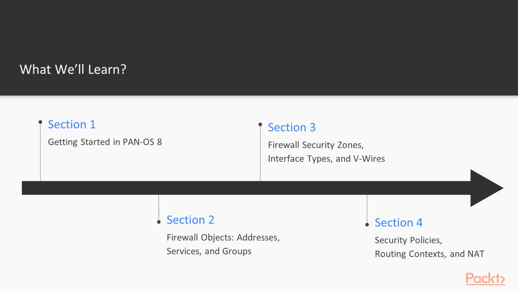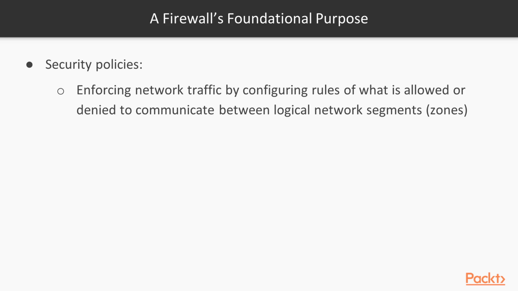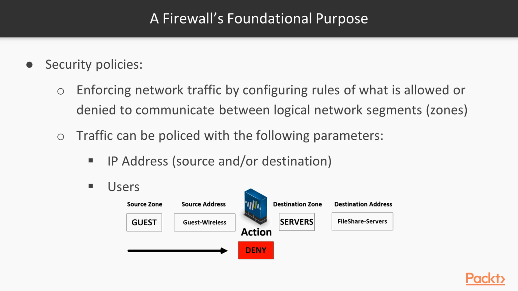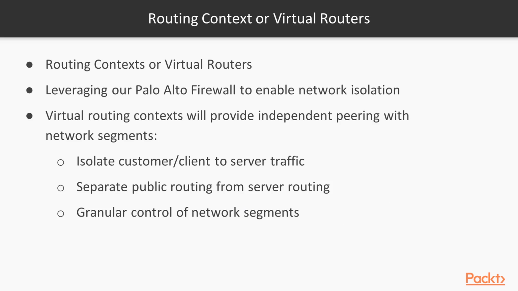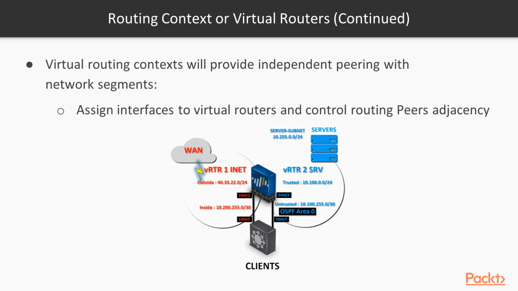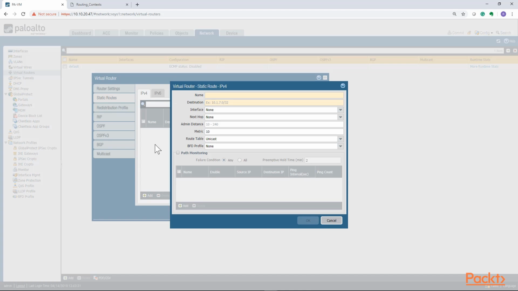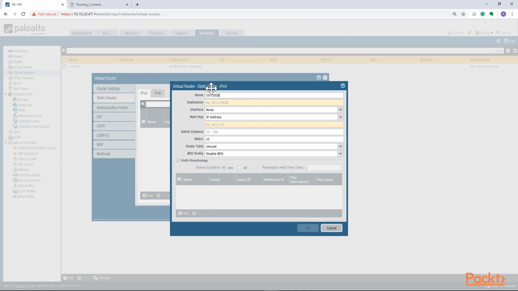In section 4, we're going to take a look at the security policies, and this is the bread and butter of a firewall. We implement policies to restrict traffic, and we make sure that we're only allowing what is supposed to be talking between those firewall zones. We're also going to be taking a look at the routing context. The routing context are those specific firewall sessions that are dedicated to route traffic, and this is where we enable dynamic routing protocols, static routes, etc. So we're going to take a look at that.